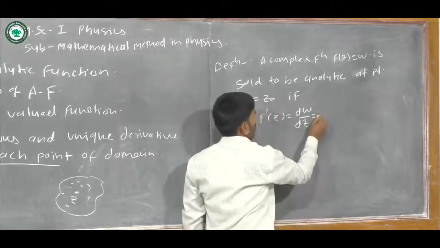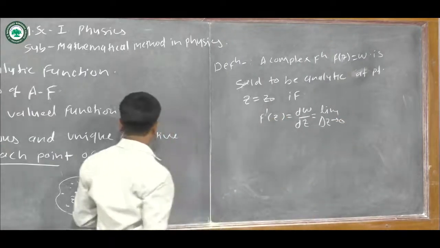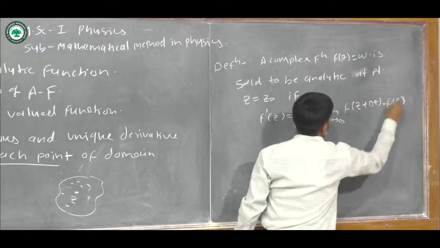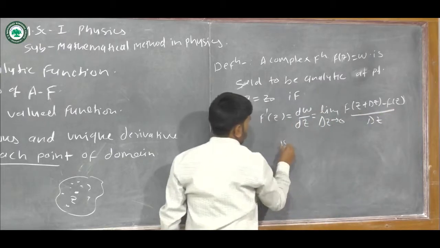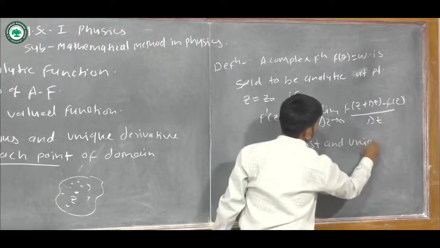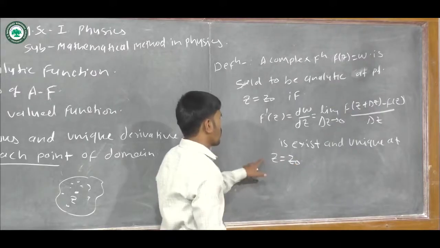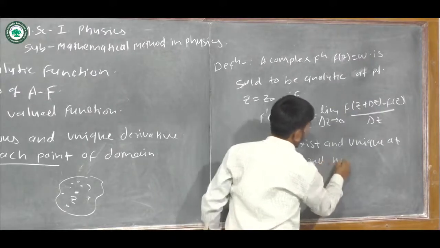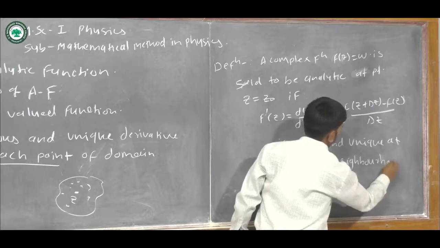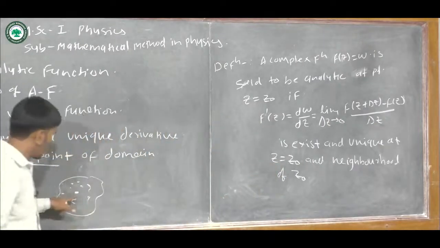the limit as del z tends to 0 of f of z plus del z minus f of z, divided by del z, exists and is unique at z equal to z naught, and also in a neighborhood of this point z naught.